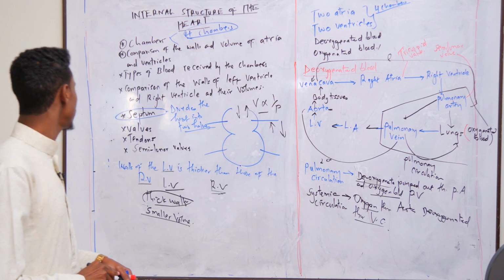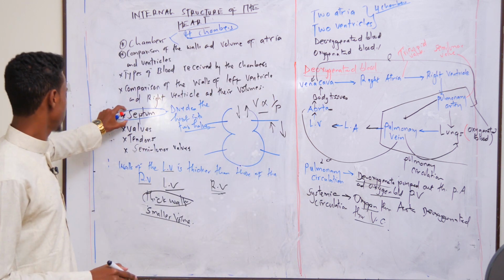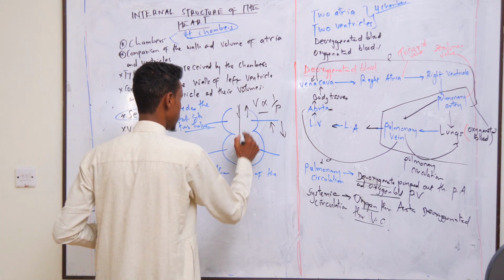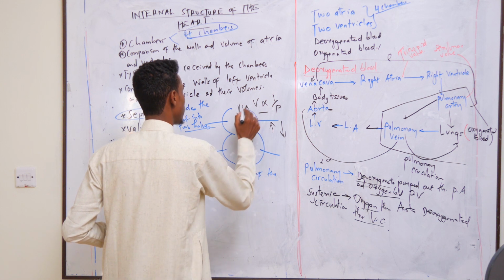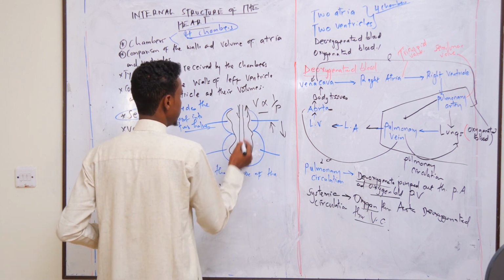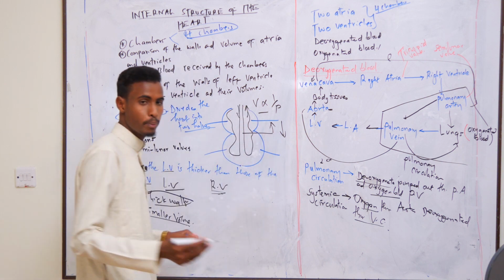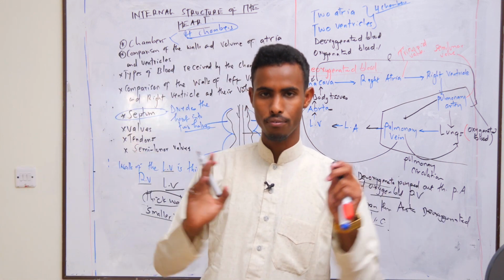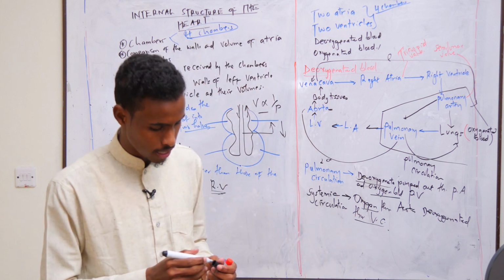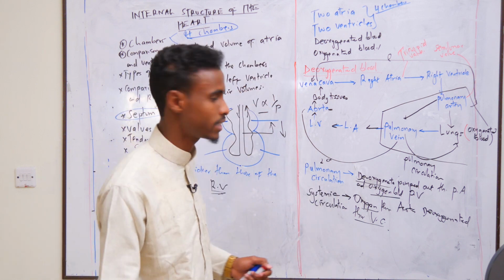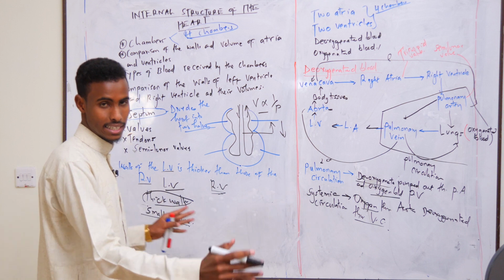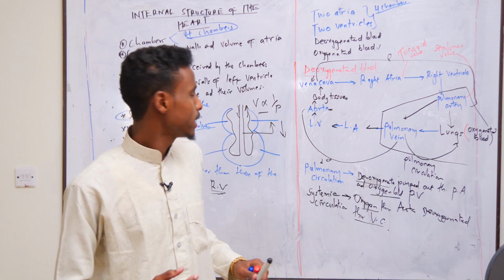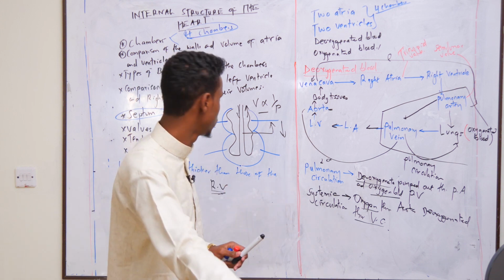Very good. Now another thing I want us to look at is the septum. The septum is a thick muscular wall that separates the heart into two halves, that is the left half and the right half. That is the first function of the septum. Another function of the septum is it prevents mixing of oxygenated and deoxygenated blood.